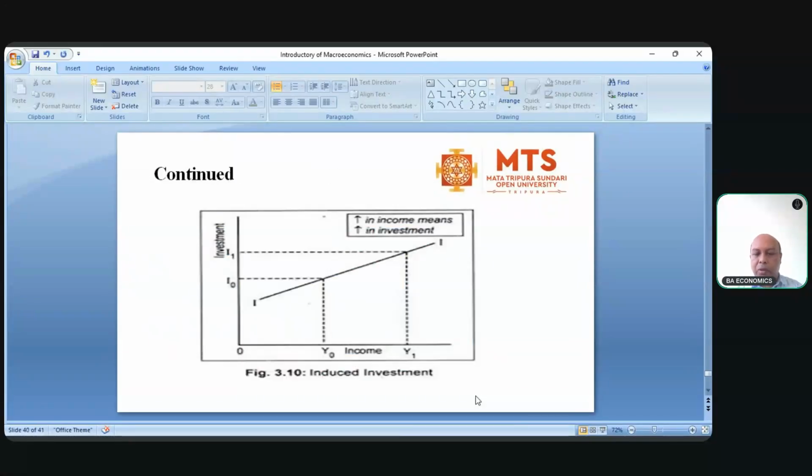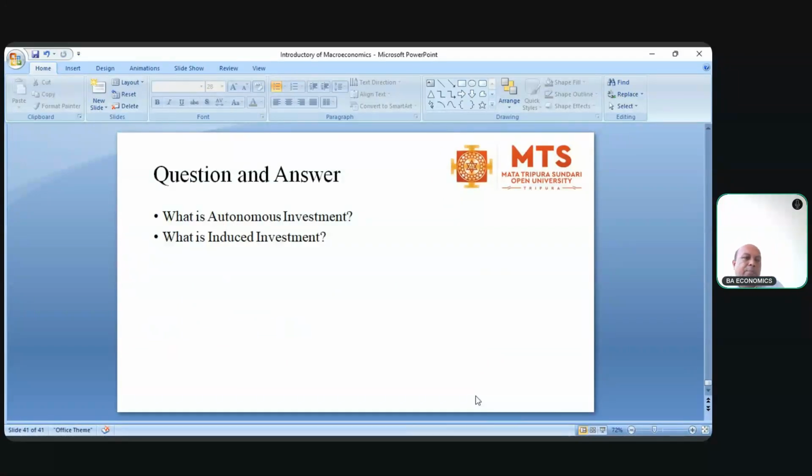In this way, I am able to complete this block. This block, block 3, basically has 3 units, and these 3 units discuss the Keynesian concept regarding consumer behavior, and also discuss investment and the various types of investment. All those things I discussed here, and this is the basic question I put here: what is autonomous investment? I said previously, autonomous investment does not link with income or profit, and induced investment is that investment which is directly linked with profit and income level. Autonomous investment is basically done by the government, and induced investment is basically done by the private sector.